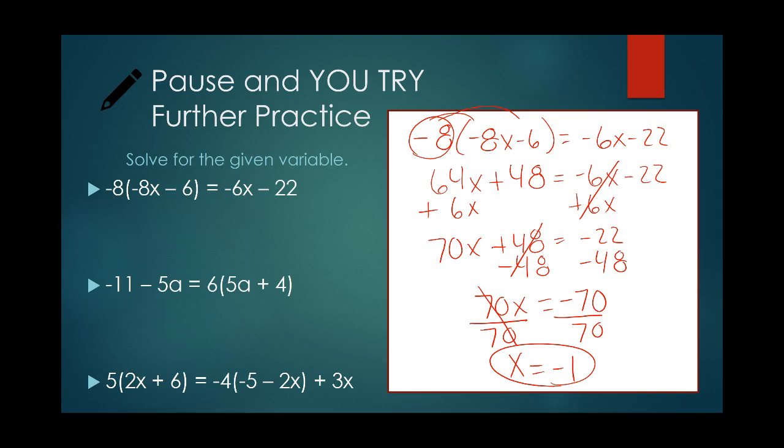All right, so make sure you find your mistake. Maybe it was in your distribution. Maybe you didn't take the negative. You have your signs incorrect. You know, maybe you didn't do the opposite. Whatever it may be, find your mistake and make sure you correct it.